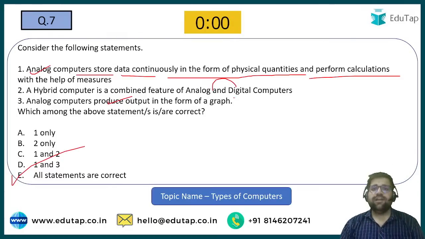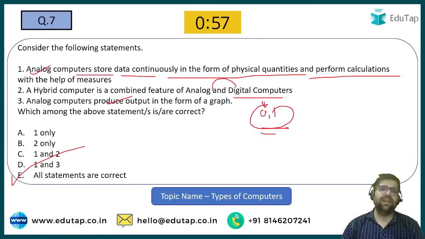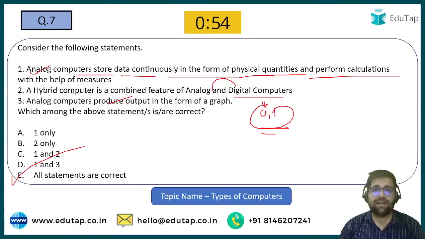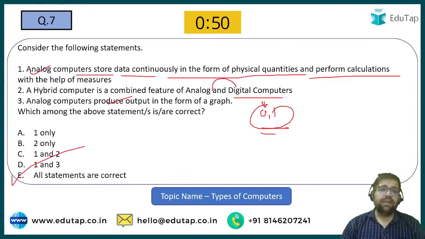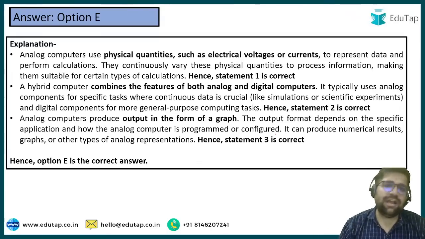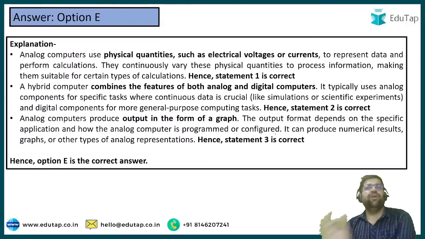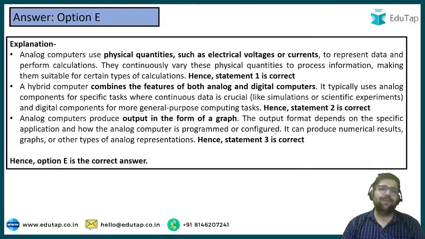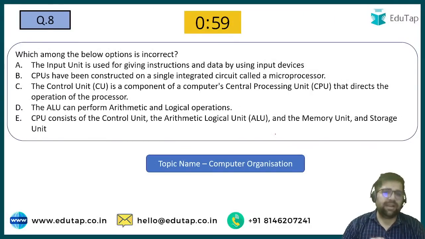Digital computers just understand the language of zeros and ones. For example, the computer on which I am taking my class is a kind of digital computer also. Now let's come to the next question. These are very, very basic types of questions. Like we have your supercomputer, and I have one question on that. So I will discuss supercomputer, mainframe computer, personal computer and different other types of computers later on. Now let's solve question number 8.